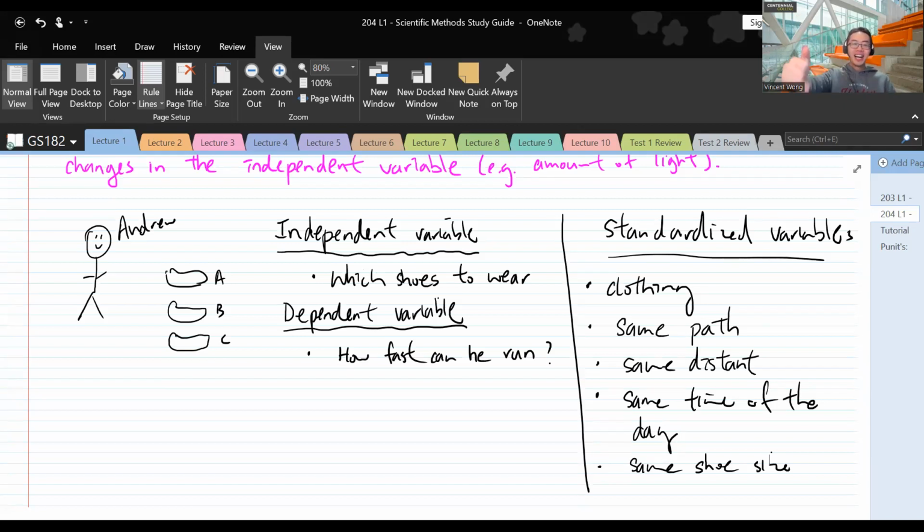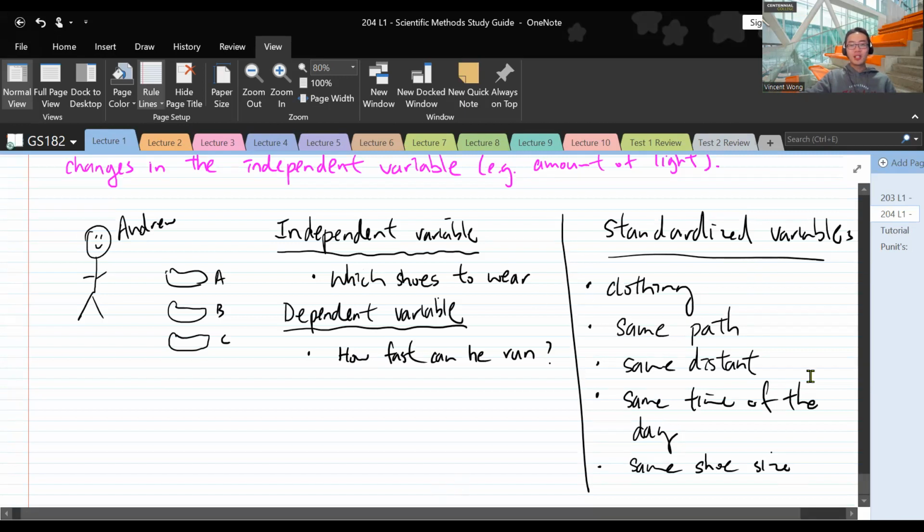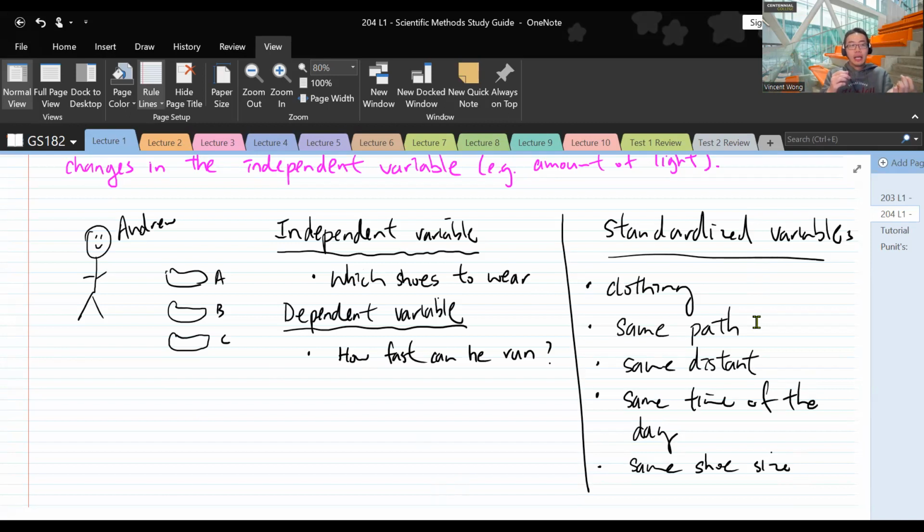Anyways, so these are the things that need to be kept constant so that if he does run faster or slower wearing different shoes, we know it is caused by the shoes and not anything else.